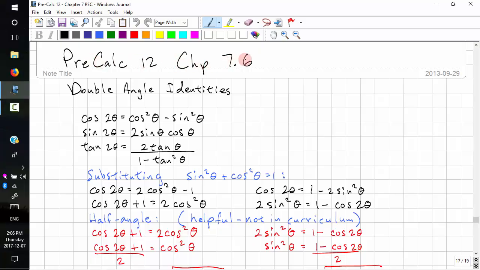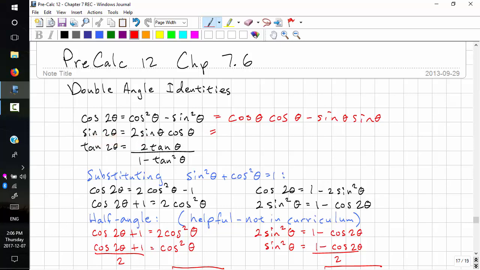This is PreCalculus 12, Chapter 7.6. We're going to be looking at double angle identities. So cos 2 theta equals cos squared theta minus sine squared theta. It's easy to derive this because we have cos theta times cos theta minus sine theta sine theta using the sum formula.